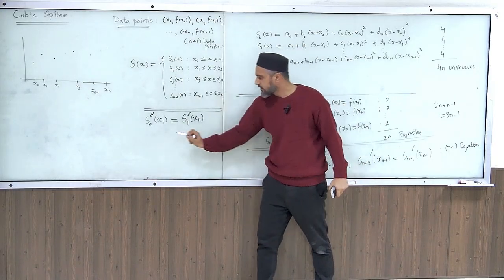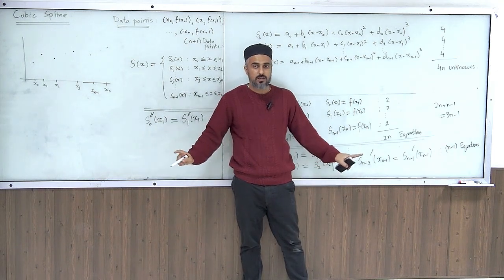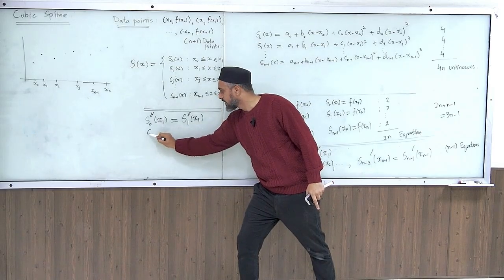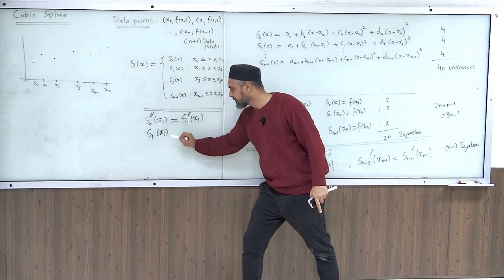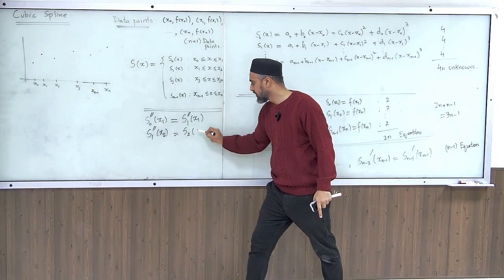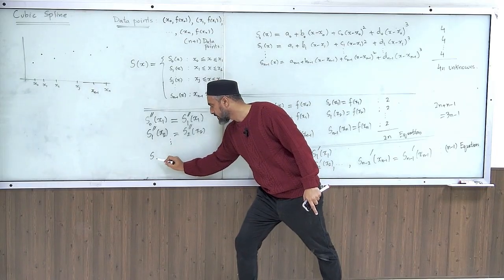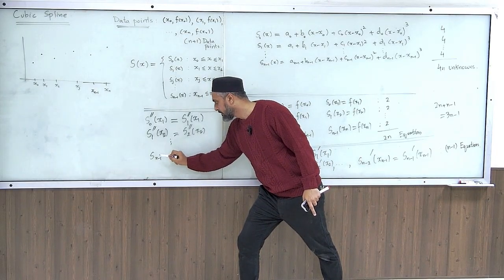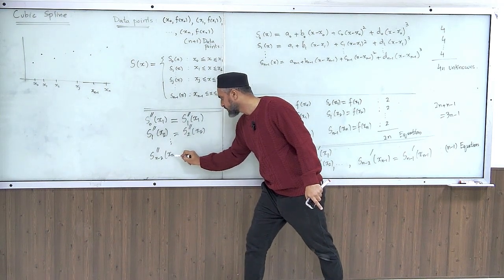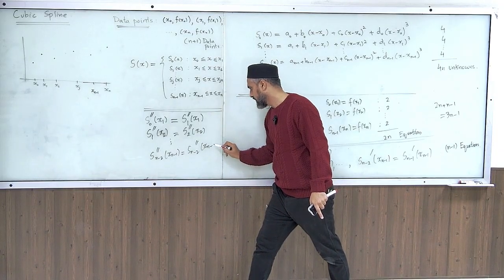So if we impose a second derivative condition at all the interior points, we can't talk about it at the end points at this point. Then at x2, the second derivative of s1 and of s2 at x2 should be the same. If we impose these conditions, it means at x n minus 1, the second derivative of s n minus 2 and s n minus 1 should be the same.